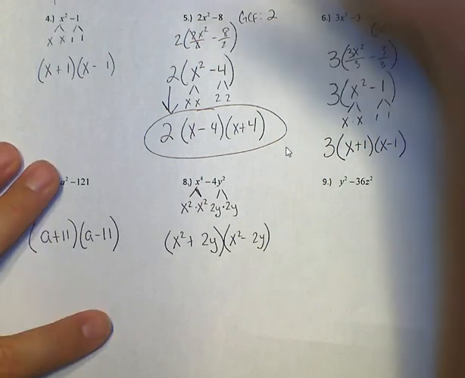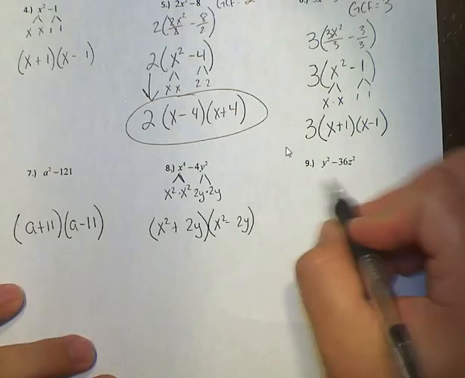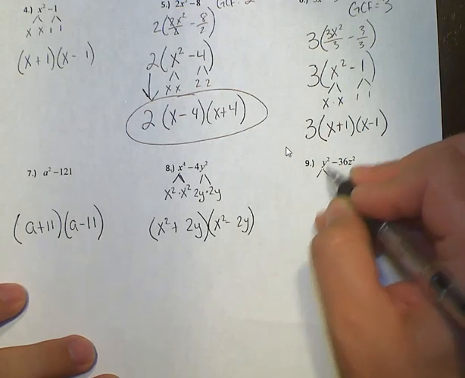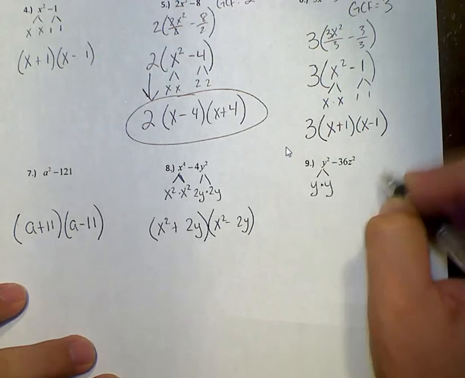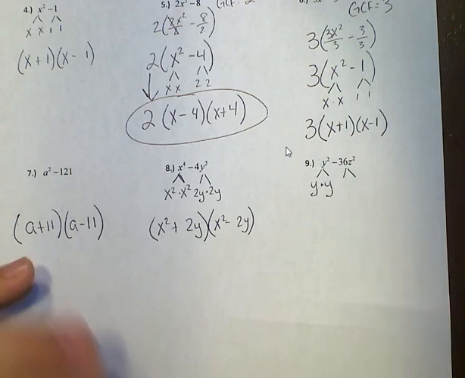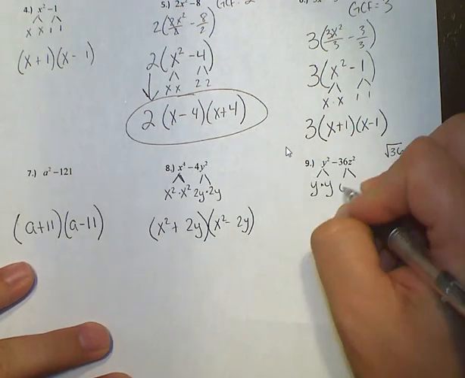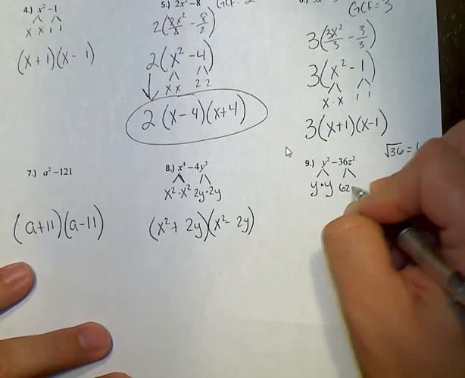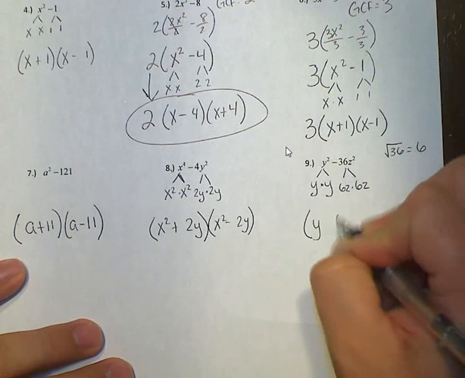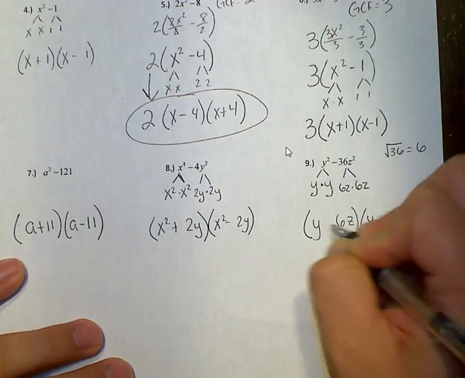And how about 9? Okay, are these perfect squares? y squared, yes, that's y times y. 36, what is 36 a perfect square of? If I'm not sure, I can always take out my calculator and do the square root of 36, which equals 6. So I know that 6z times 6z is my answer. So I'm going to do y and 6z, y and 6z. One gets a plus, one gets a minus.